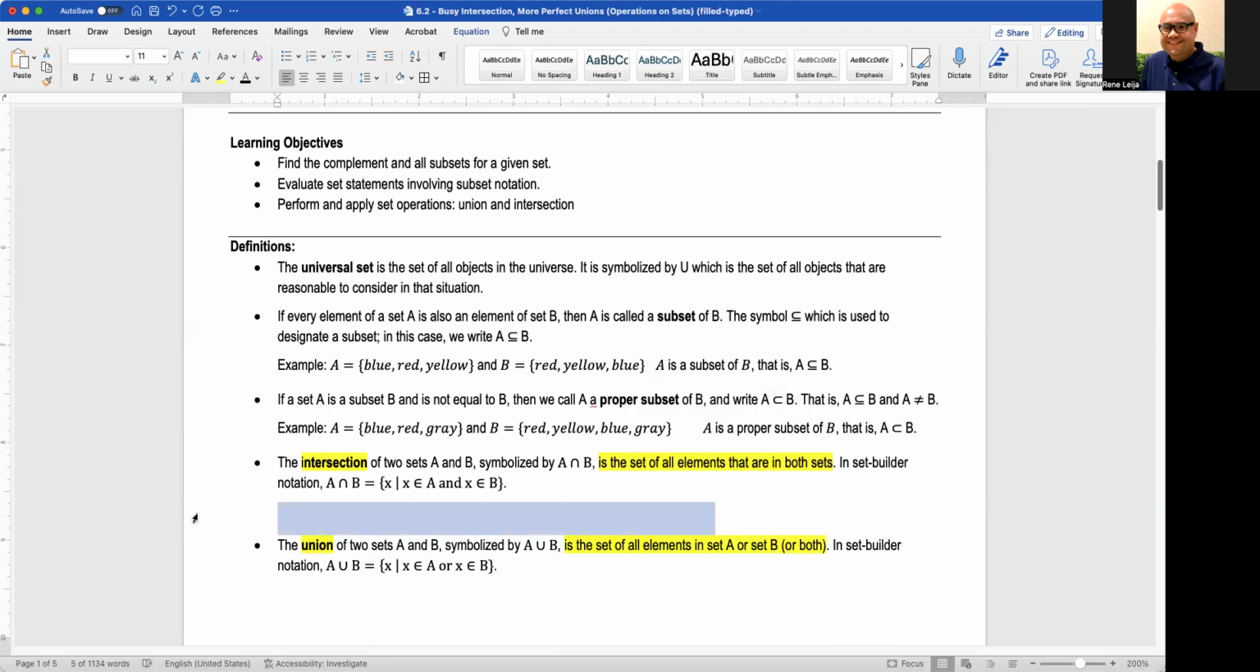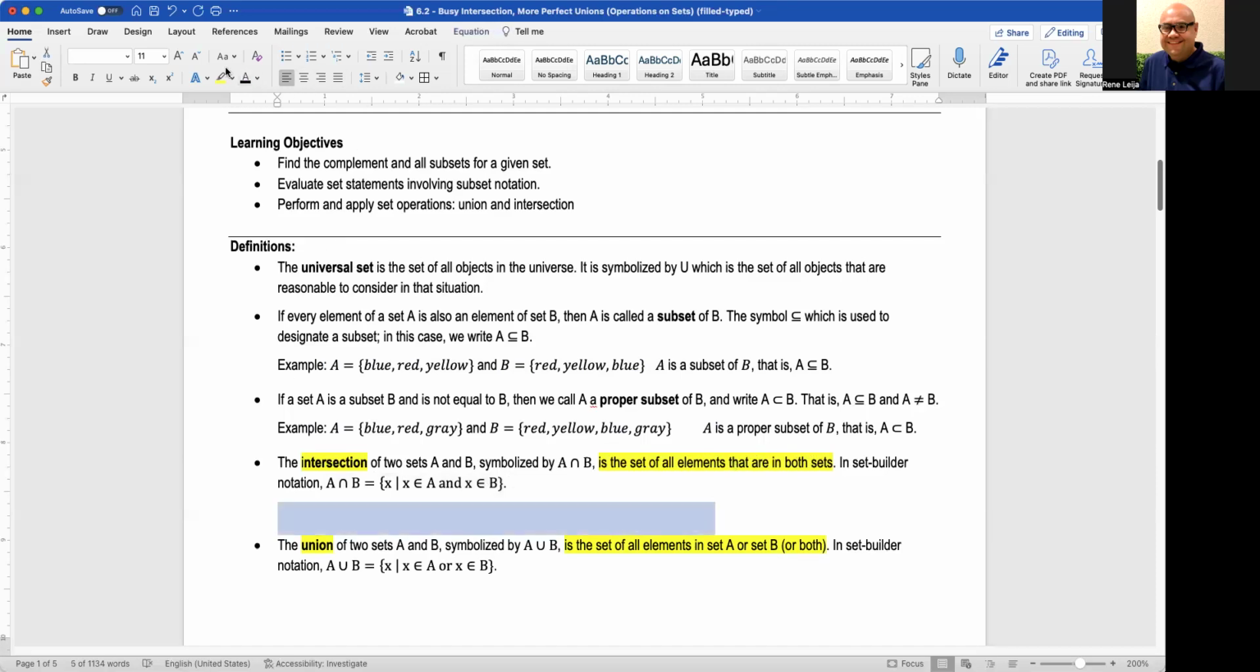All right, the intersection. The intersection of two sets, A and B, is symbolized by this notation. This is read A intersect B, and that means it's the set of all elements that are in both sets. So A intersect B, the elements of A that also intersect the elements of B. They have to be common to both. So in set builder notation, A intersect B means the set of all X such that X is an element of A and X is an element of B. So it has to be in both sets. So intersection, the elements are in both sets.